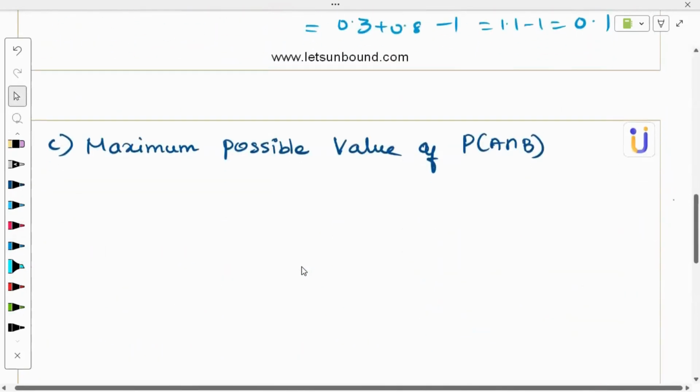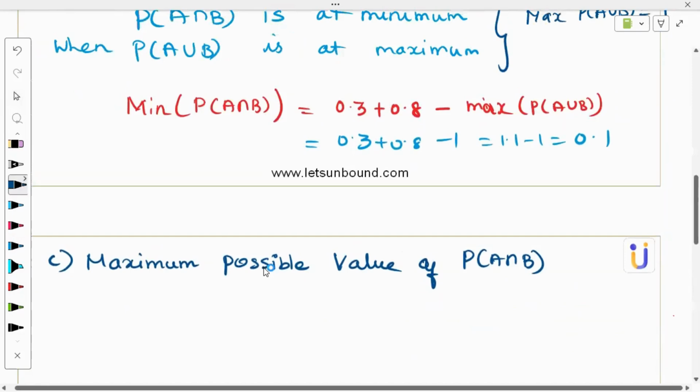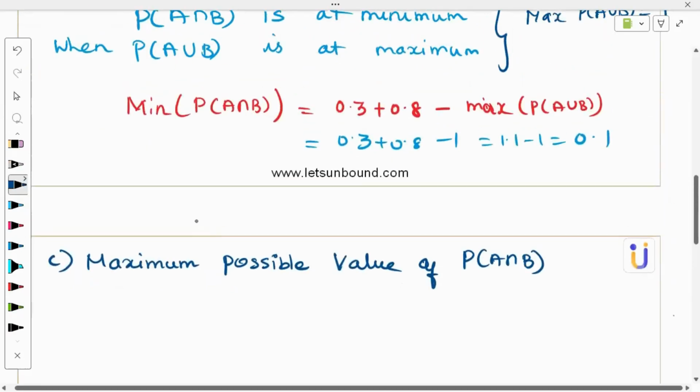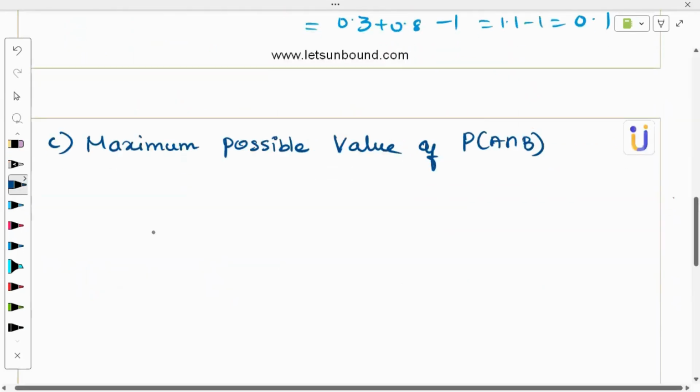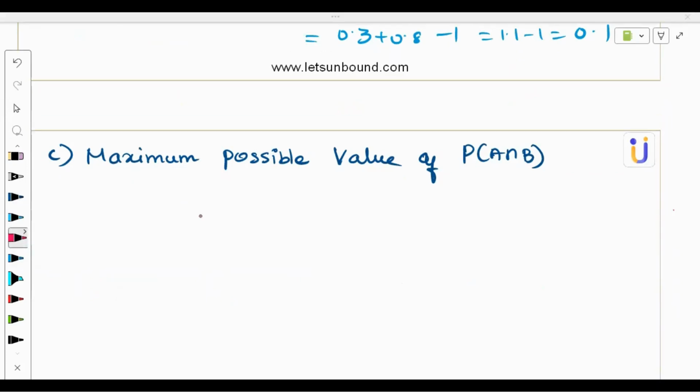Okay, so that's simple. Next one, the maximum possible value of P of A intersection B. When will P of A intersection B be maximum? When A union B is minimum, right? But we don't know what the minimum is here, but that is a different thing. The maximum possible value of P of A intersection B is the lower one of P of A or P of B. That probability, it will take the lowest one.